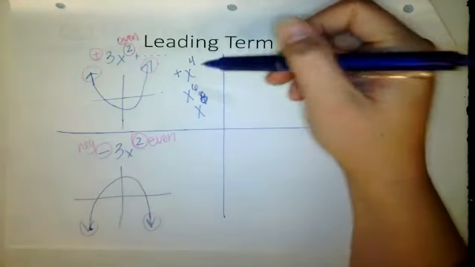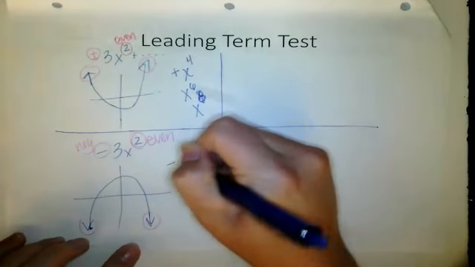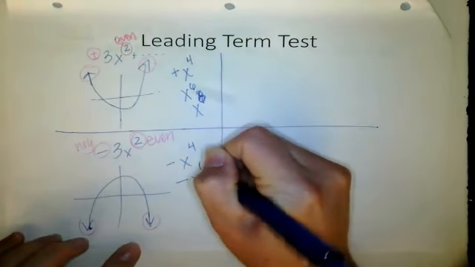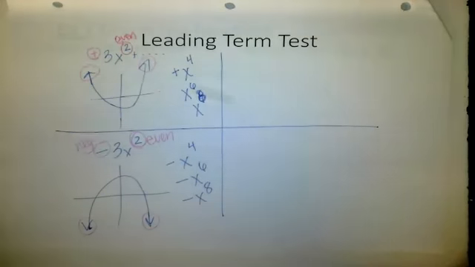Very interesting. The same is true if we put a negative in front. If it was negative x to the 4th and negative x to the 6th or negative x to the 8th, the arrows are still going to point down. All right, so now this is the even side, either both arms up or both arms down.